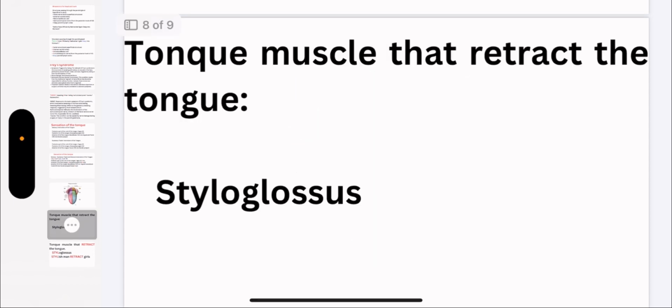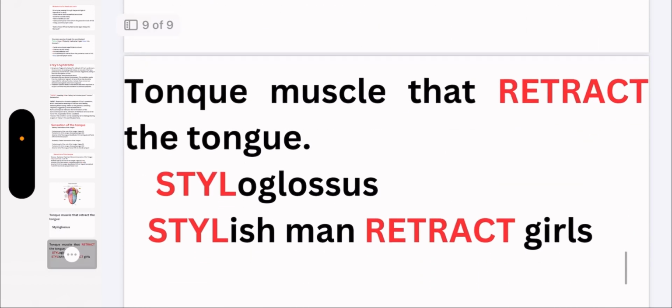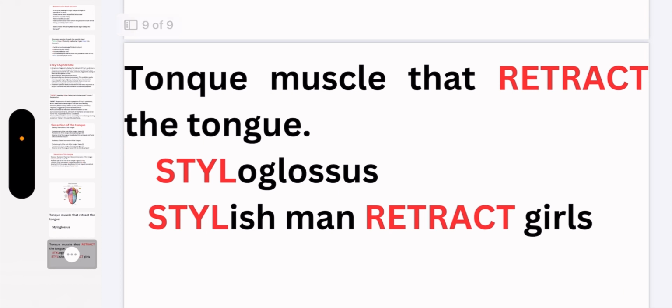A last mnemonic for today. Which muscle retracts the tongue? Styloglossus. How can you remember this one? You can remember it by this mnemonic: Stylish man retract girls. Stylish will remind you of styloglossus. Retract will remind you of retracting the tongue. So the tongue muscle that retracts the tongue is styloglossus. You remember it by remembering stylish man retract girls.